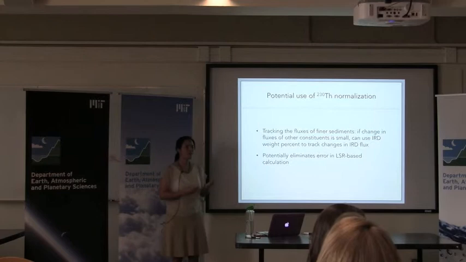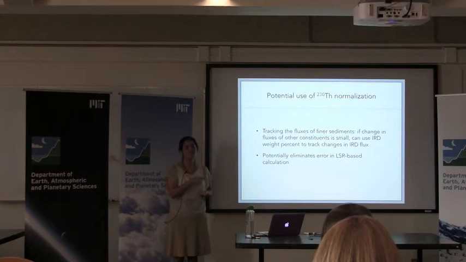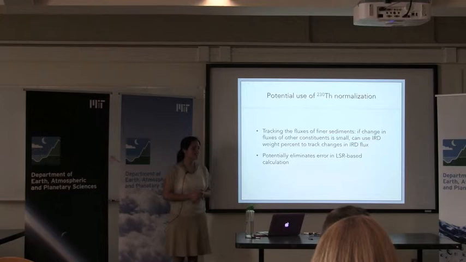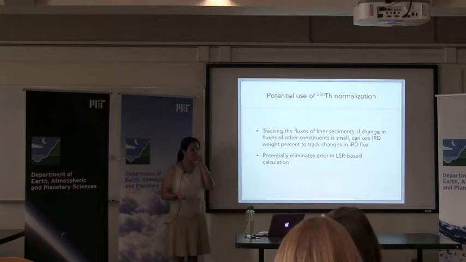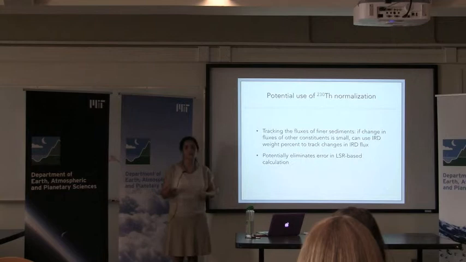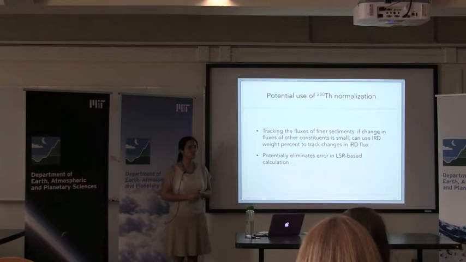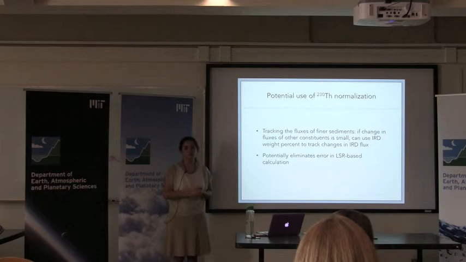So I think I mentioned at the beginning that the entire reason that we can't just look at the changes in IRD concentrations over time to track IRD flux history is because the concentrations of other sediments might change. So if 230 thorium normalization could be used on the finer sediments in the sample, which it does work better for, because if there is lateral transport, the finer grains are what is more likely to be moved, then we could see if the assumption is true or not: are the other constituents changing? And if they aren't, then you could potentially just look at the IRD concentrations over time, which might avoid some error arising from the LSR-based calculation.